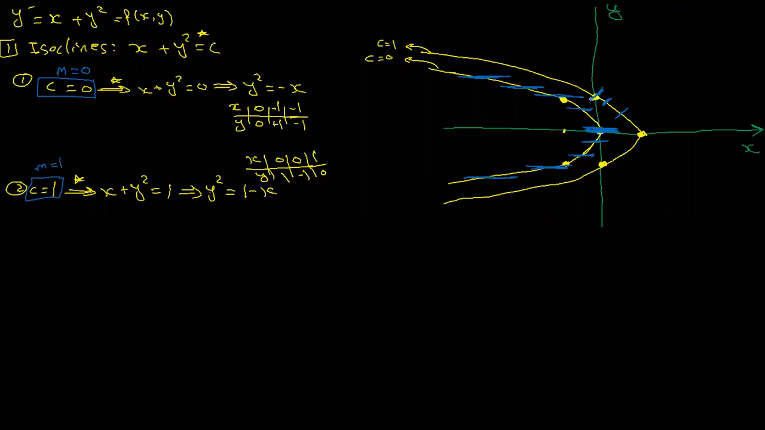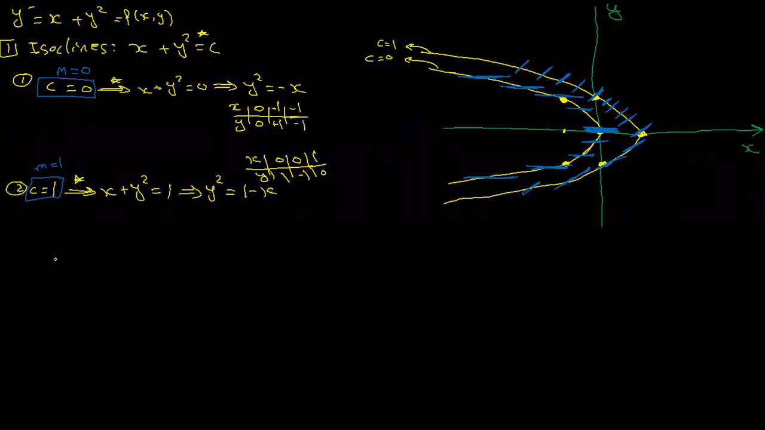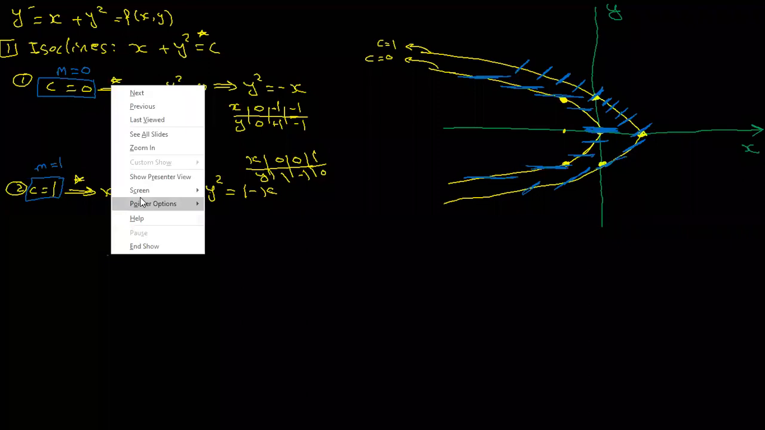It will be like this, and so on. All of them are parallel, and each one of them has slope equal to 1. Let me go to the third C now.